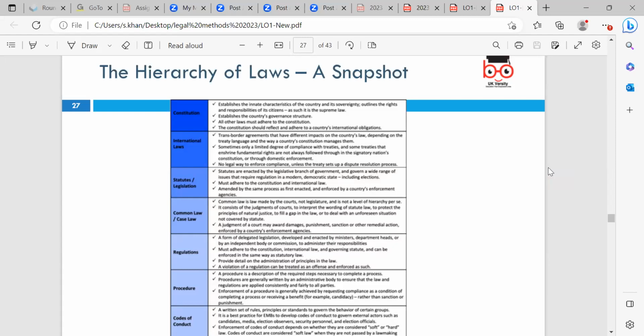Then we have statutes and legislation, and statutes are enacted by the legislative branch of the government and govern a wide range of issues that require regulation. In a modern democratic state, including elections, they must adhere to the Constitution and international law, and they must be amended by the same process as first enacted and enforced by a country's enforcement agency.